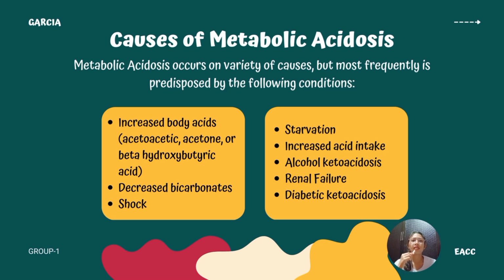Para naman sa causes ng metabolic acidosis, may variety ito ng causes, but most frequently is predisposed by the following conditions. So, increase yung body acid such as acetoacetic, acetone, ganon. And decrease yung bicarbonates, shock, and nangyayari dito kapag starvation, laging gutom, laging nalilipasan ng gutom. And then, mataas din yung acid intake. And then, alcohol ketoacidosis, may renal failure, and diabetic ketoacidosis.